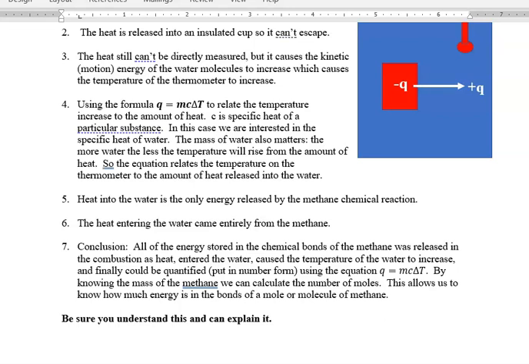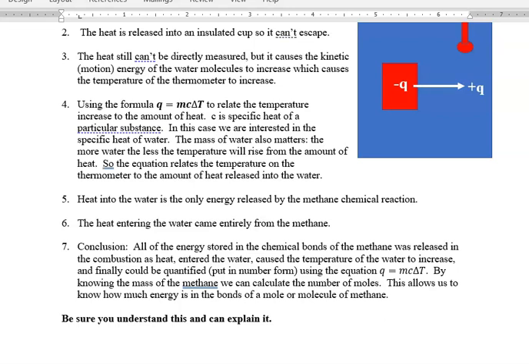And so here's the conclusion, and this is almost everything put together. All the energy stored in the chemical bonds of the methane was released in the combustion as heat when you burn the methane. It entered the water, caused the temperature of the water to increase, and finally could be quantified, put into number form, using the equation Q equals mc delta T. So that's what relates something we can measure, which is a change in temperature, with something we can't measure, which is heat.